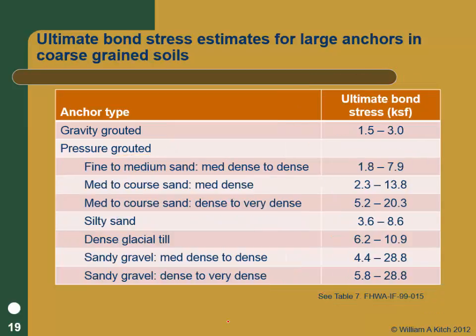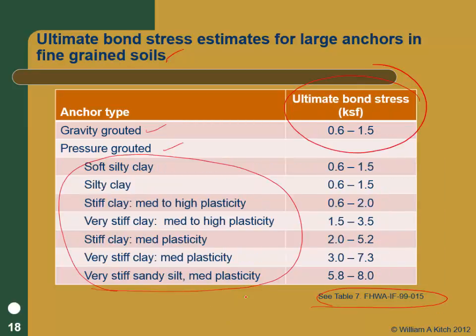So in this case, you're going to have to know the diameter of the anchor zone, and then you have to estimate that, and then you can determine the length knowing that, because pi times the diameter times the length is going to give the area of the grouted region. So for the gravity grouted ones, that diameter is going to be the diameter of the hole you drill. For the pressure grouted ones, it's going to be the diameter of the grouted region once you grout it. So you'll have to have a way to estimate that.